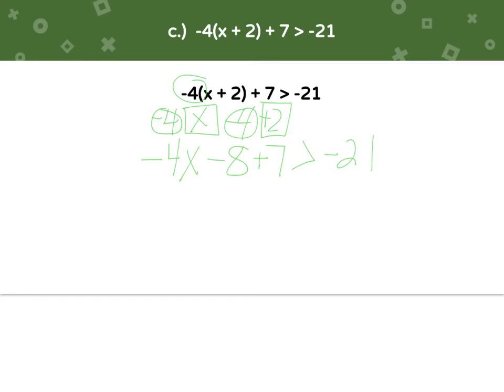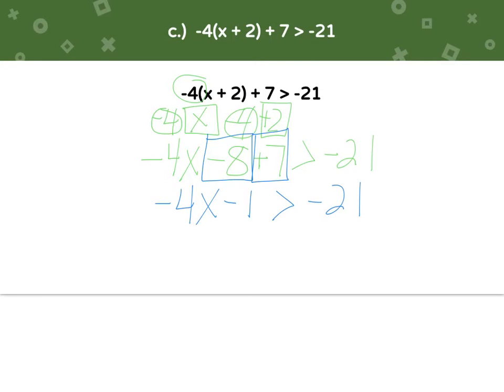Now it's time to combine like terms. You have two constants, a negative 8 and a positive 7 that can be combined. They're different signs, so you'll subtract. 8 minus 7 is 1, and the 8 was a bigger number, so we keep it a negative. Bring down the negative 4x, the greater than, and negative 21.